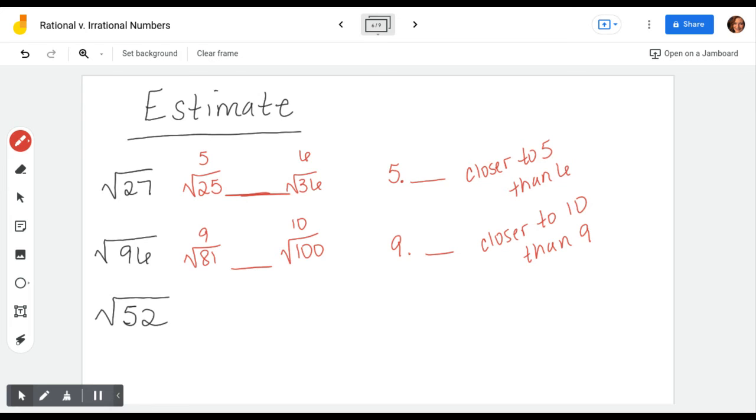The square root of 52, well, the square root of 49 is 7. The next one would be 8. That's 64. So this is somewhere in between. That means it's going to be 7 point something. 52 is closer to 49. So I'm going to make a note that it's closer to 7 than 8.